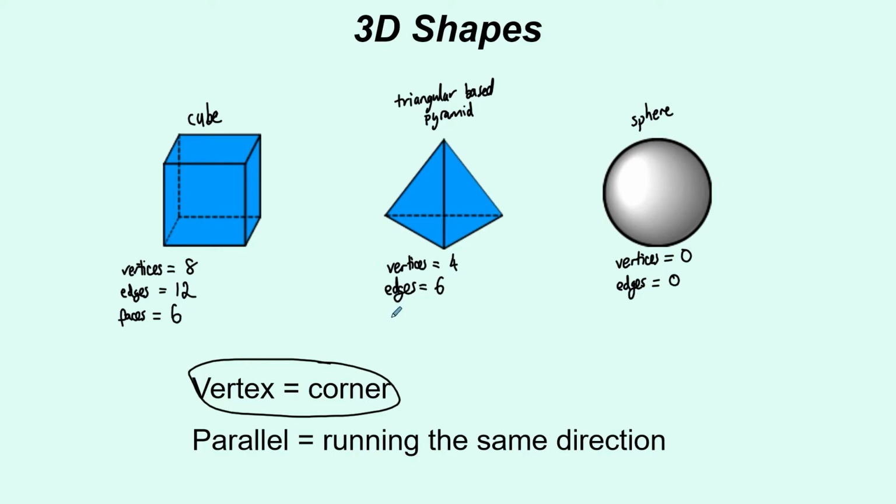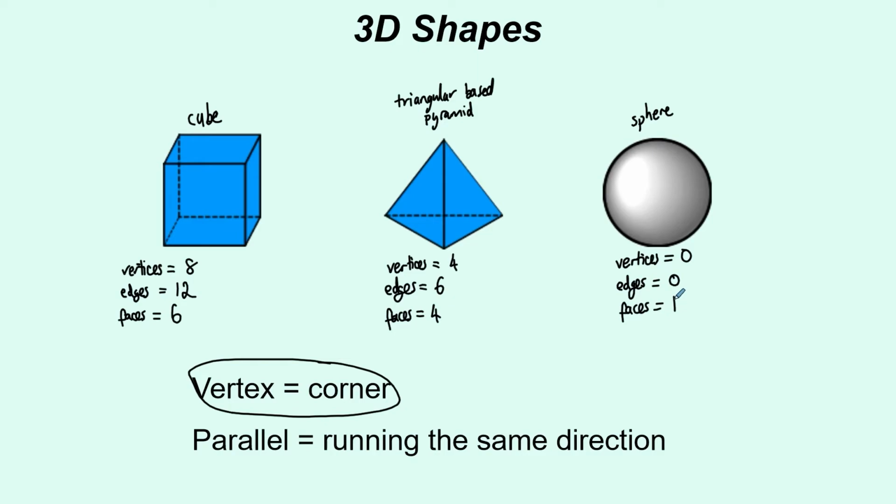For the triangular base pyramid, we've got the bottom part and the 3 faces around the edge. That's 4 faces in total. And for the sphere, we've got 1 face that goes all the way around the shape. There's no edges to stop it, so it just goes all the way around the shape.